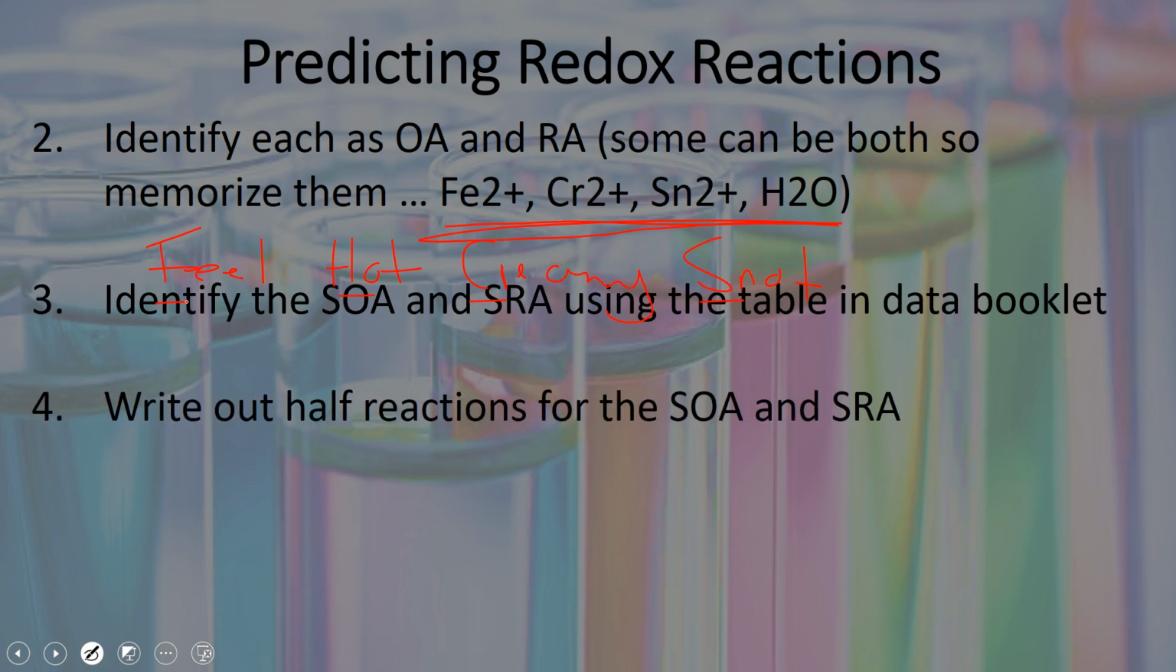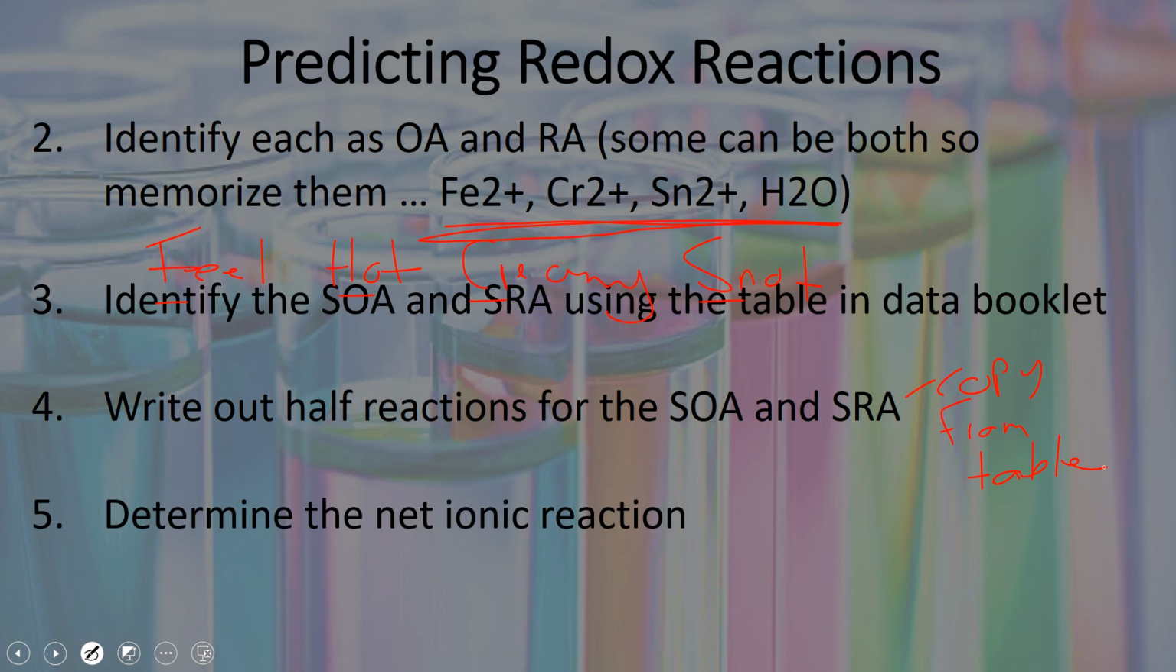Once you're done that, you have the SOA and the SRA. You'll write out the redox half reactions. The reactions are right on that table for you. You can literally just copy them out from the table. But make sure you're putting them in the right order, right? These on the table are all reduction half reactions. You need to make sure if it's the one losing electrons, or if it's the RA, that you flip that equation around.